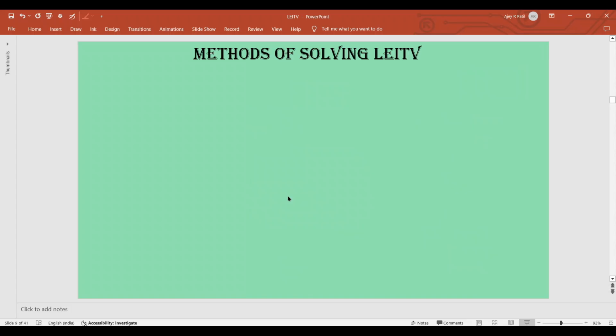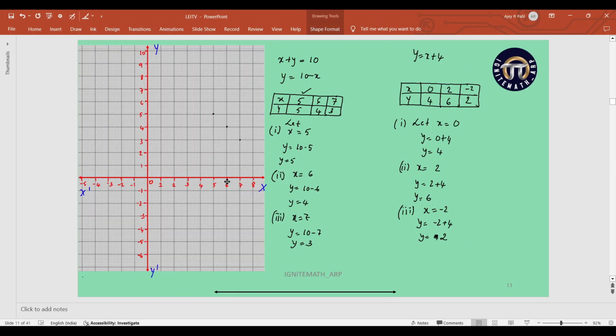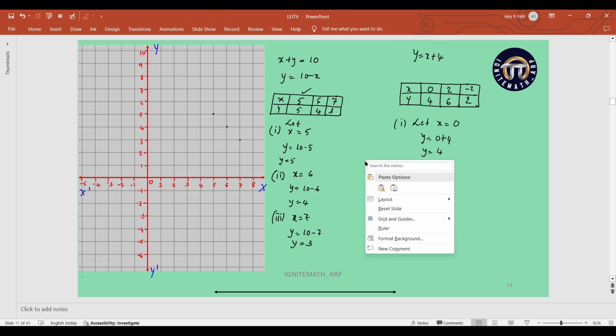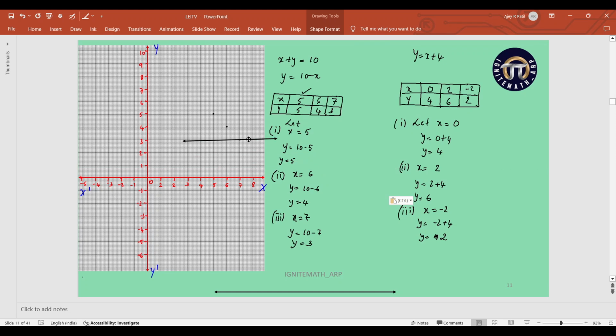Okay, so let me take the line and start drawing it over here, children. Look at this. This is the line. Make sure that you are using a very sharp pencil, right? Whenever you are plotting these lines, a sharp pencil is to be used, otherwise you may not get the exact value, children. Clear? So this is the line I'm getting for the first equation.